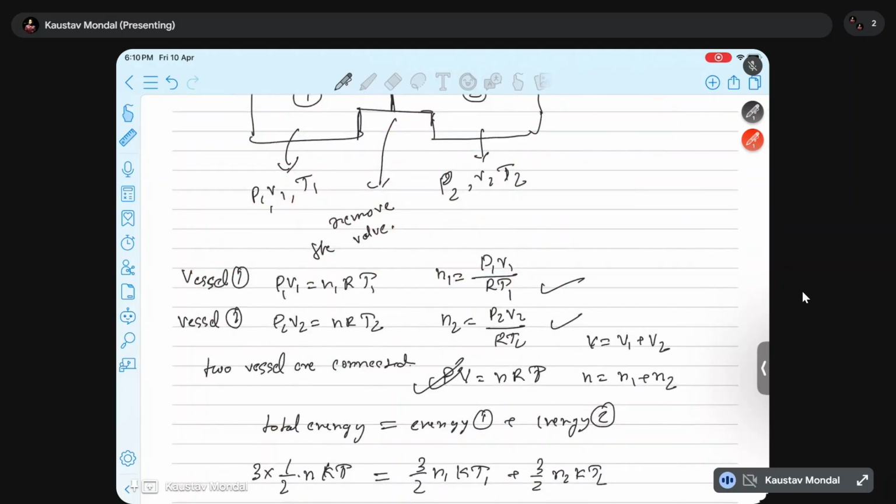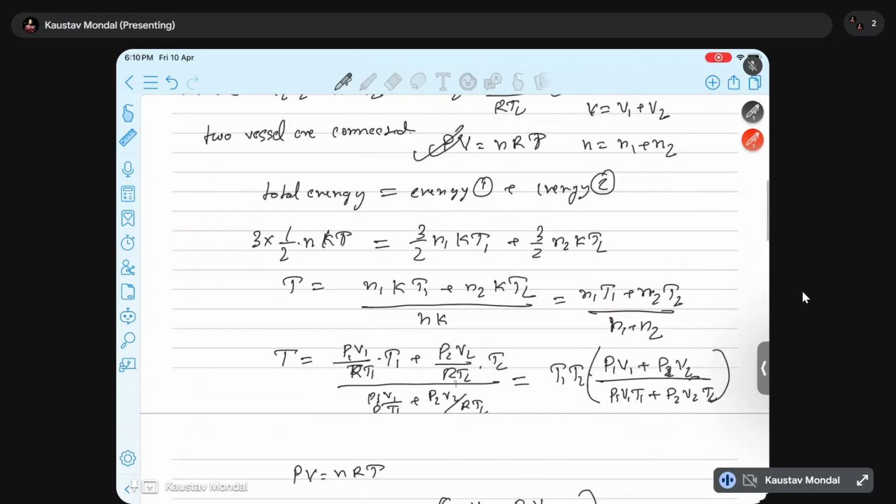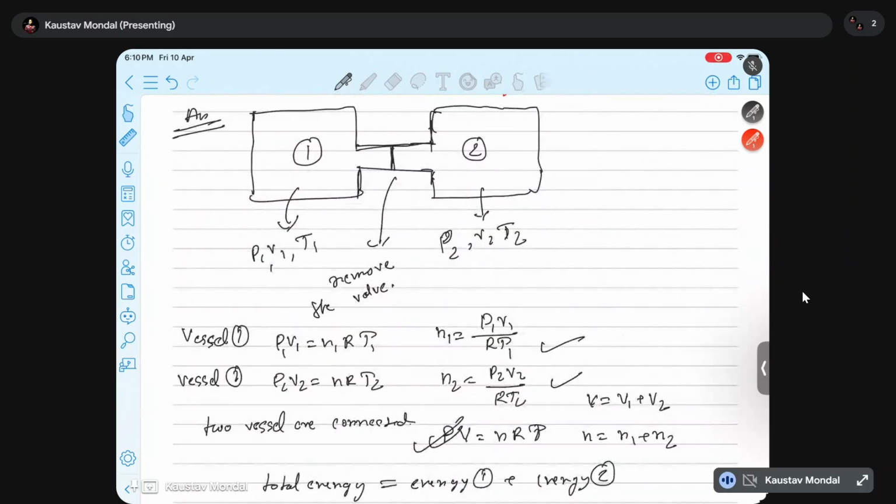Okay. So this is how you have to solve this problem. Using the properties of intensive and extensive variables and the equation of gas, you can basically write the pressure and temperature of a system before mixing and after mixing. Okay.